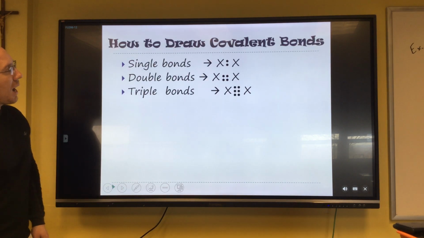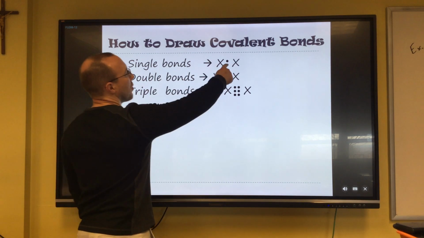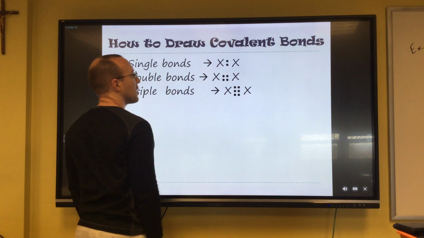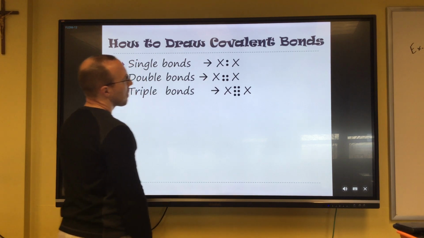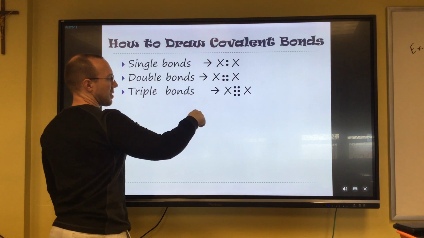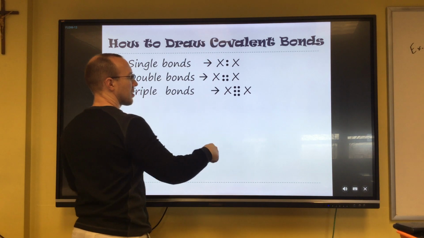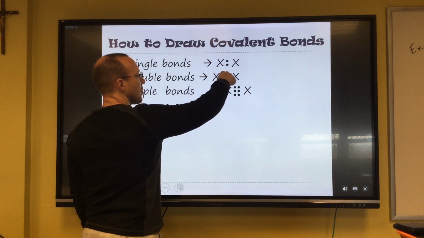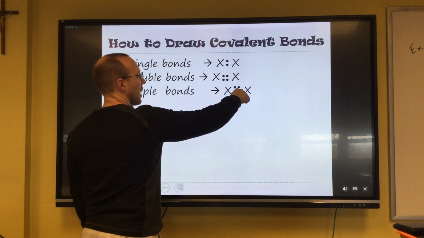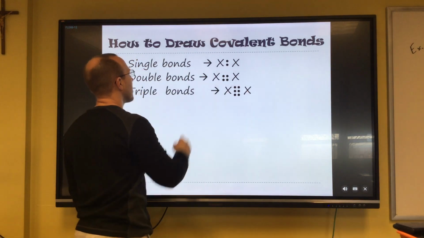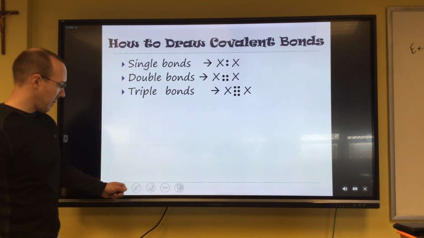So this is what we have here. This is an example of 1 shared pair, this would be 2 shared pairs, and then 3 shared pairs. A lot of times when I do the single pair, I'll have an x dot dot x, so they're away from each other this way. If you think about these forming lines, you have 1 line, 2 lines, 3 lines: single, double, triple bonds.